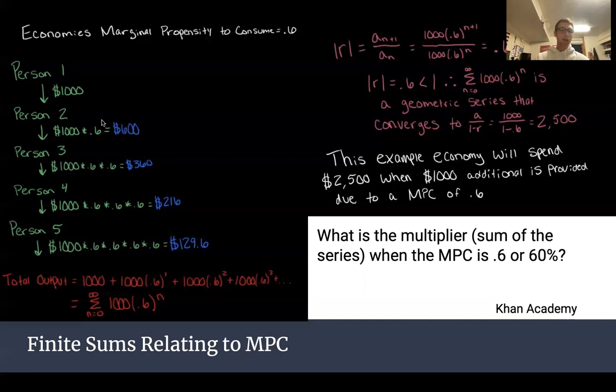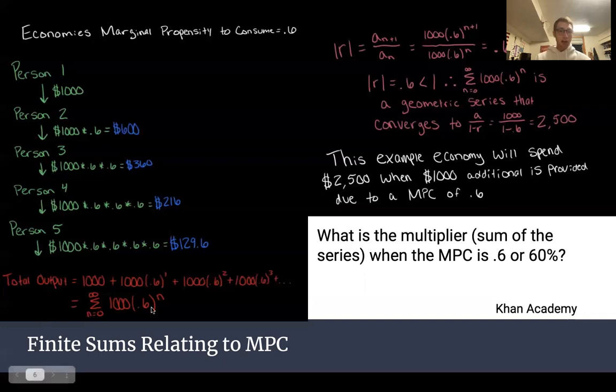And this will continue into person 3. So person 3 gets $1,000 times the original 0.6 times another 0.6 that person 2 pays, because the whole economy has an MPC of 0.6, not just one person. So every time another person spends, another 0.6 is multiplied upon. So by the time the money gets to the 5th person, it's the original $1,000 times 0.6 to the 4th. And then the 6th person would receive $129.6 of additional income.